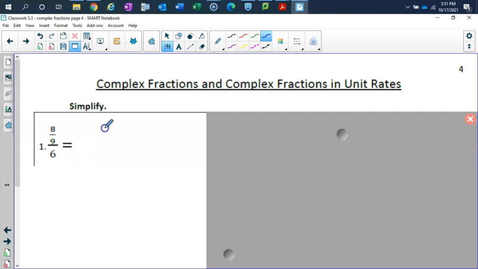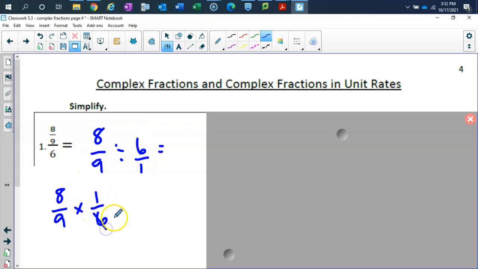Now, if you are doing this by hand, this is 8/9 divided by 6. That's how you would enter it into your calculator. But if you're doing it by hand, keep, change, flip. This is 6 over 1, so this would be 1 over 6. We can simplify. 2 goes into 6 3 times. 2 goes into 8 4 times. Multiply straight across, and you get 4/27. So you are either using a calculator or doing it by hand, but either way, you end up with 4/27.